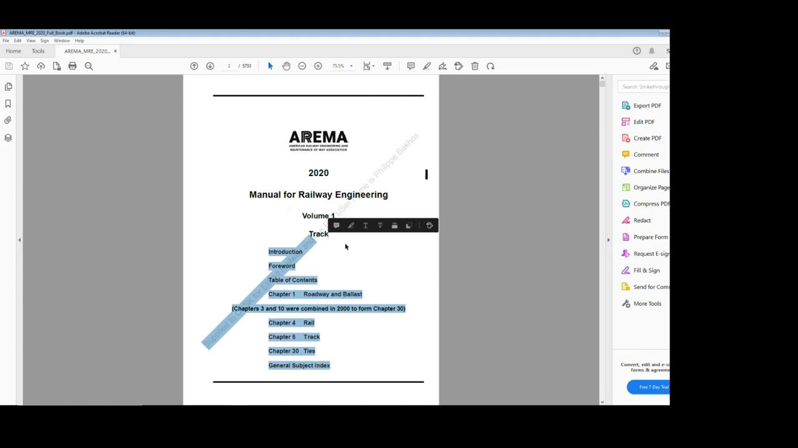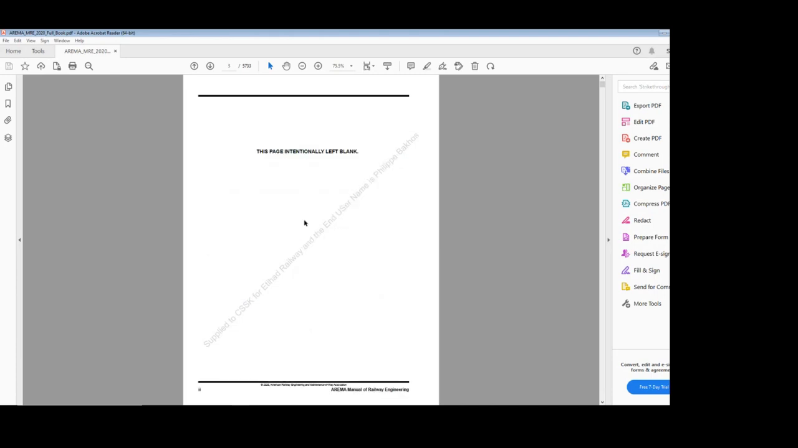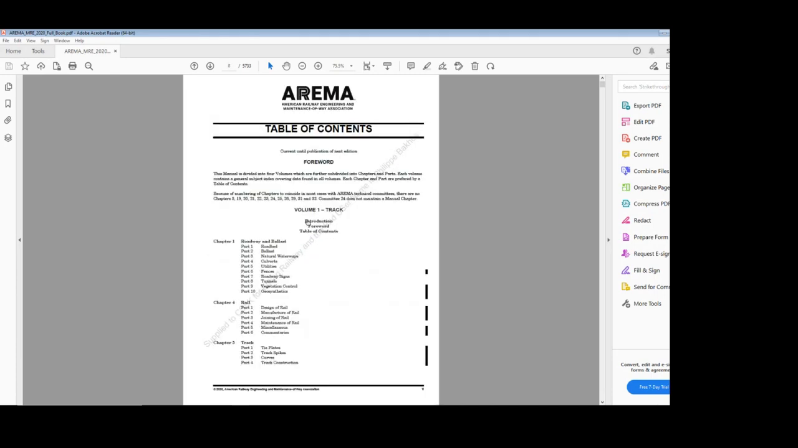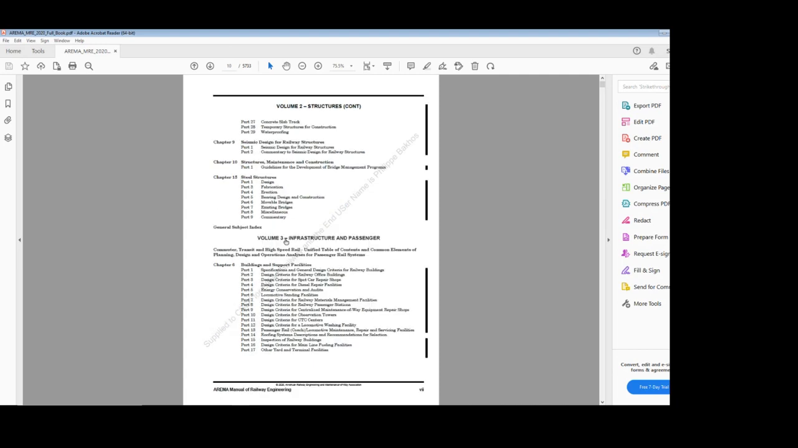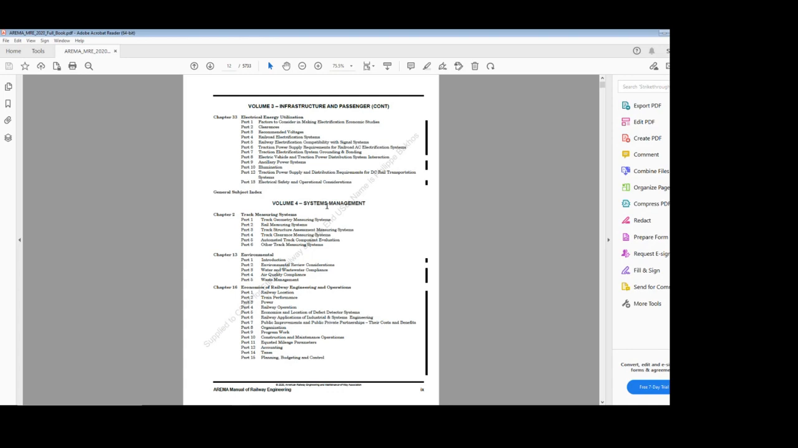Basically, this is the standard related to alignment: the design of alignment, what the track, rail, and all those things should be. Volume two is for structures. This is the most important for us to start with. Volume three is for infrastructure and passengers, and volume four is for system management.